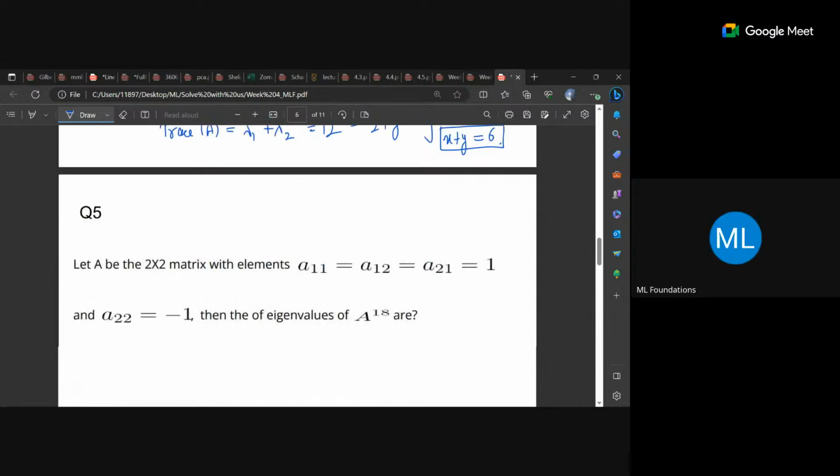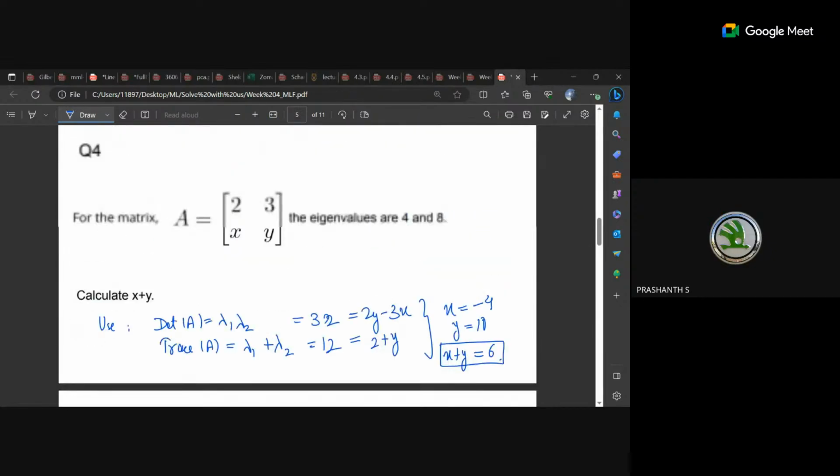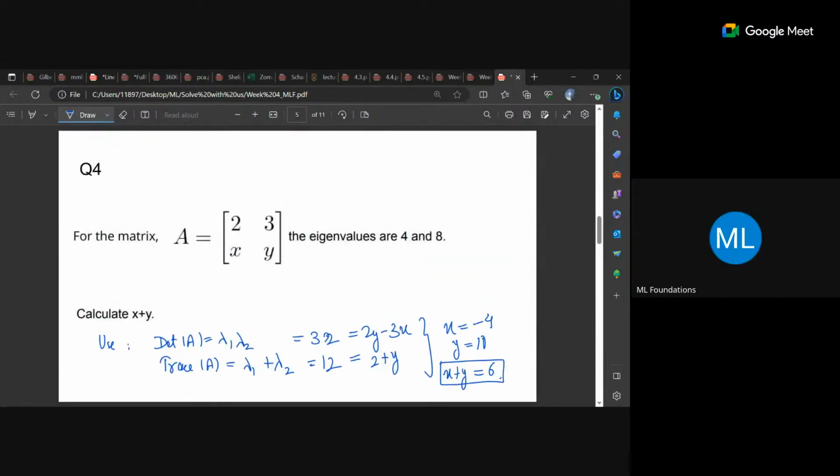Ma'am, I also used the A minus lambda method to find x and y. Okay, yeah, that is also fine. I think it will take a little more time, I guess, but that is also fine. Yes, ma'am. So if you know the determinant and trace, it's just the product and sum of the eigenvalues, then it's quite easy.